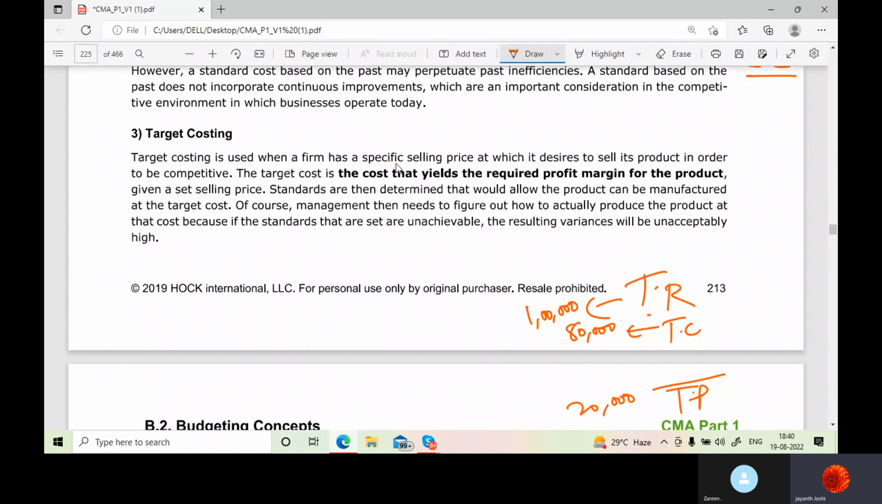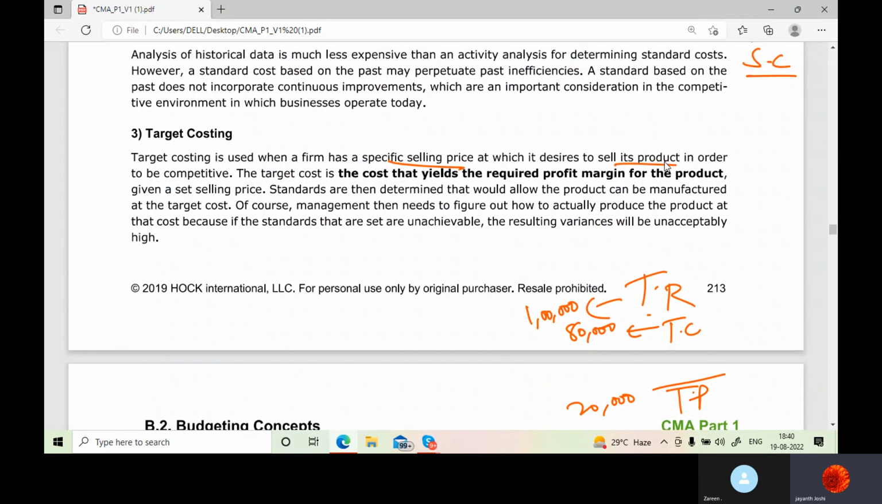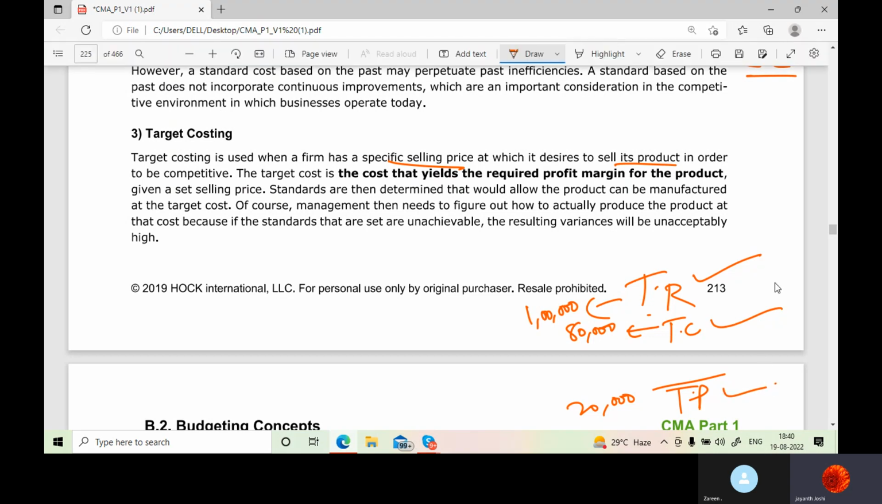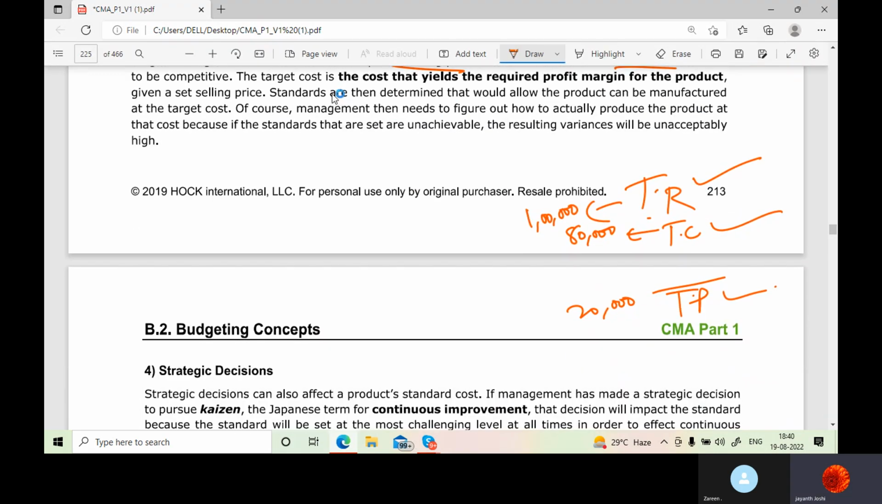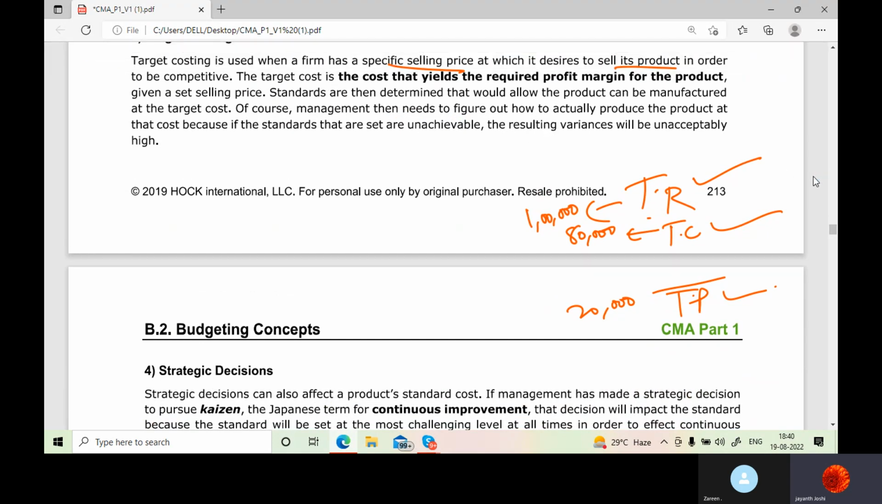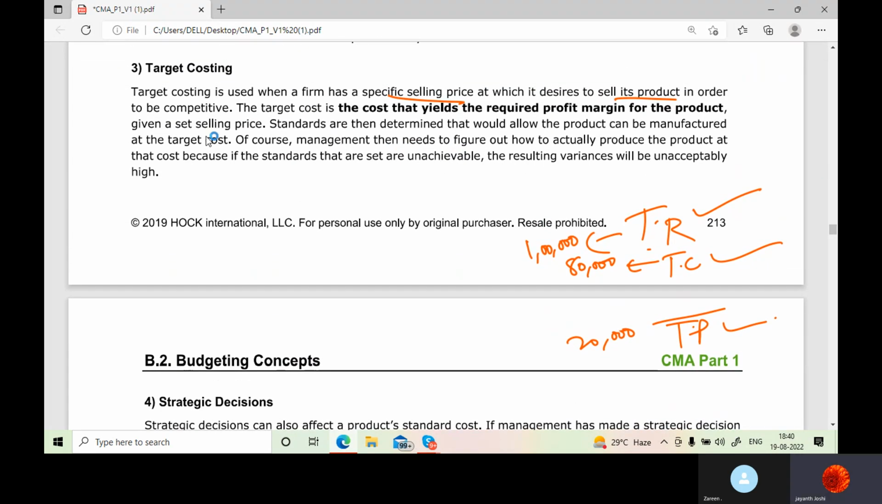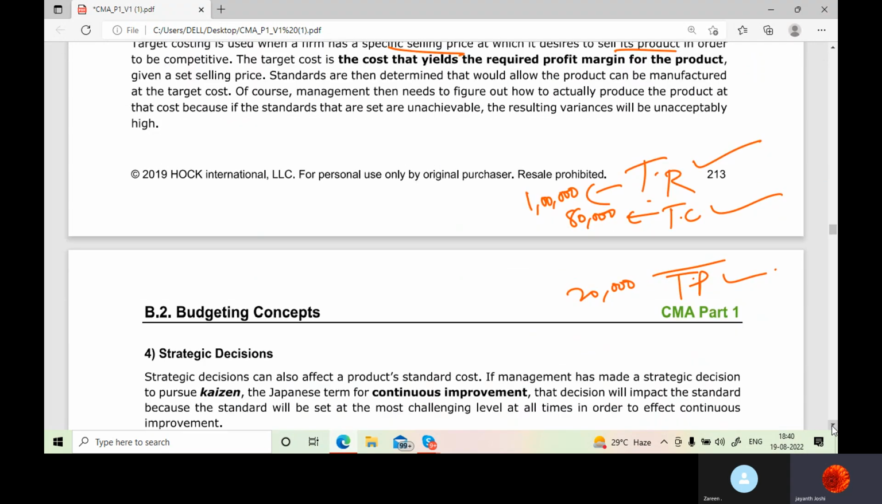Target costing is used when a firm has a specific selling price at which it desires to sell its product. That means they want to sell it at some specific price, which they have already pre-decided. Target cost is the cost that yields the required profit margin for the product. That means if they have fixed some revenue and some cost, they get the desired results. Of course, the management then needs to figure out how to actually produce the product. Then they have to see the processes required to make that product.